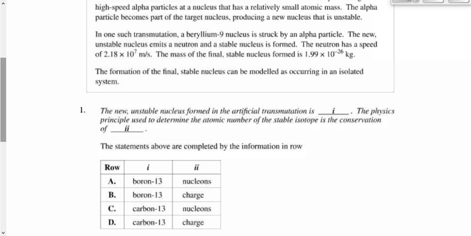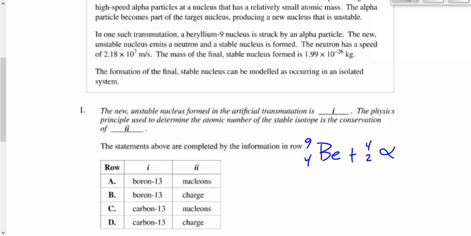Well, it does say beryllium-9, that means that it's the mass number 9. How do we know the atomic number for beryllium? I don't remember it. Check your periodic table. Okay, I had to look it up when I did the answer key to this. Beryllium-9 has an atomic number of 4. That means 4 protons, 5 neutrons. It's struck by an alpha particle.